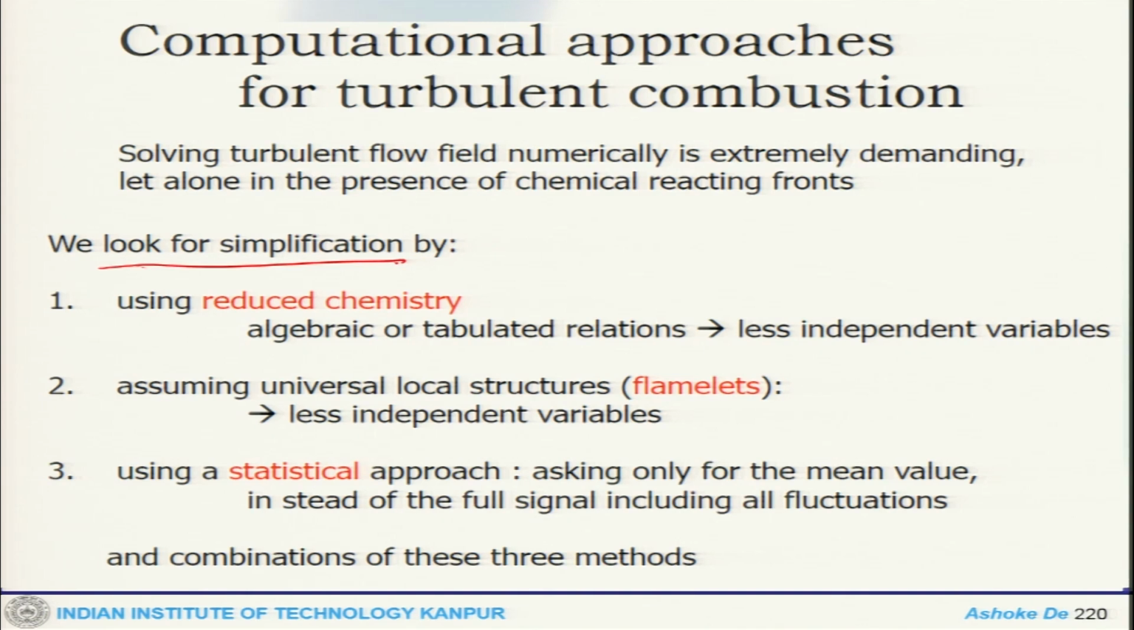And what kind of simplifications are possible? You can have reduced chemistry, that means you use either algebraic or tabulated reactions, so fewer independent variables, or you can assume the flamelet assumption, a local universal structure, so that also means fewer independent variables, or one may use a statistical approach and then include the other fluctuations, or a combination of these.